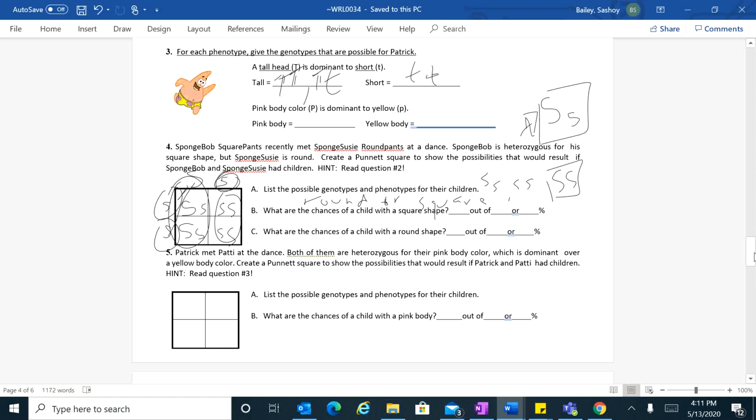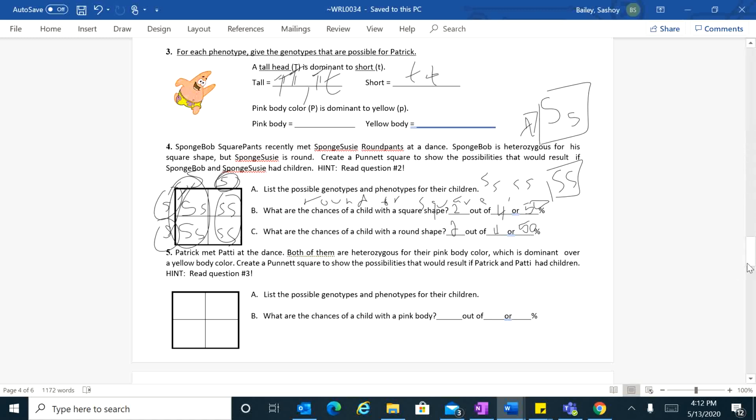Okay, so now what are the chances of a child with a square body? We got 2 out of 4, or 50%. Okay, that's horrible. And then what are the chances of a child with a round shape? That's still 2 out of 4, which is still 50%. So it is 50-50. And then you just do that for the rest of the questions.